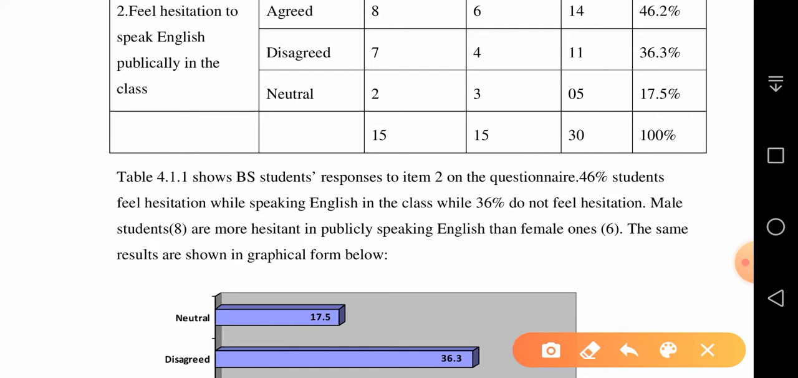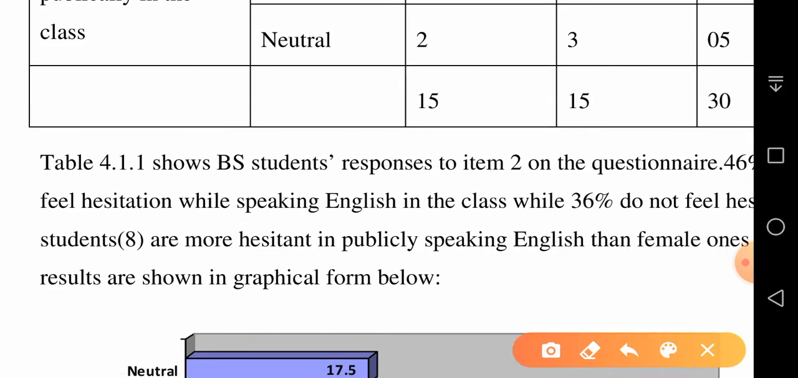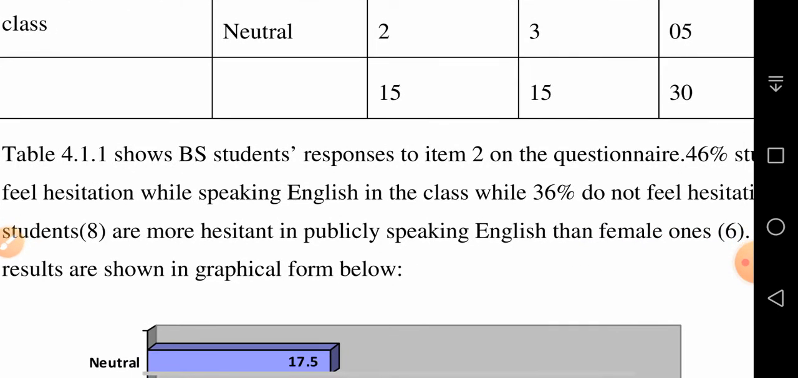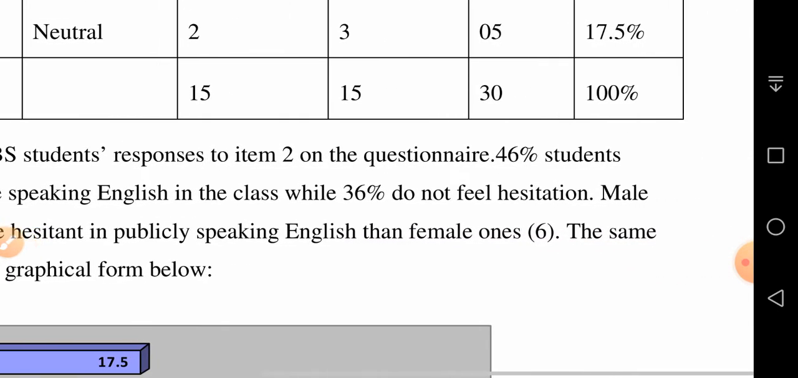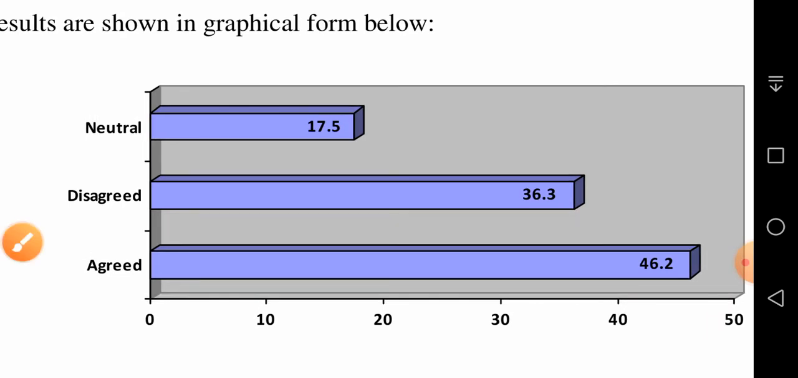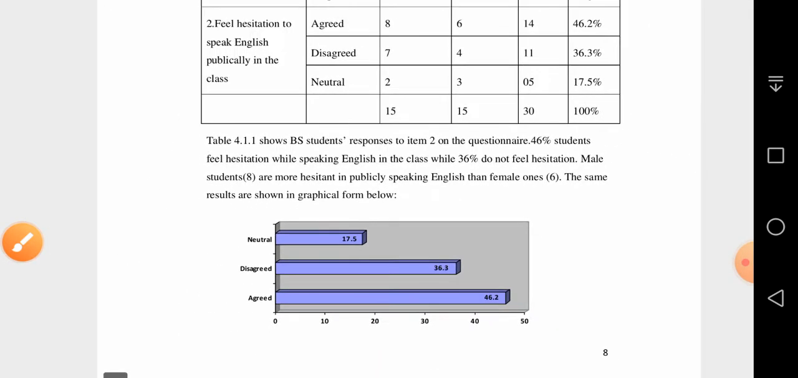You need to mention: table 4.1.1 shows BS student responses to item number 2 on the questionnaire. 46% of students feel hesitation while speaking English in the class, while 36% of students do not feel hesitation. Male students are more hesitant in publicly speaking English than female ones. The same results are shown graphically below. As you can see, agreed 46%, disagreed 36%, and neutral 17%. So this is result number 1.